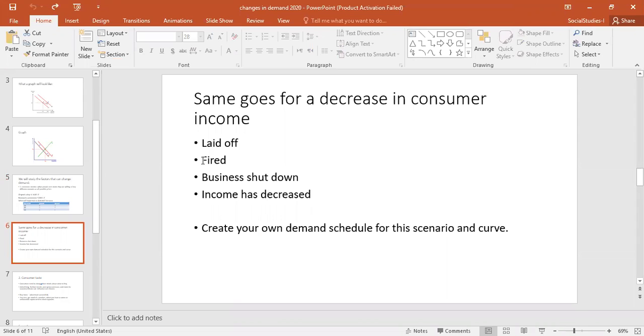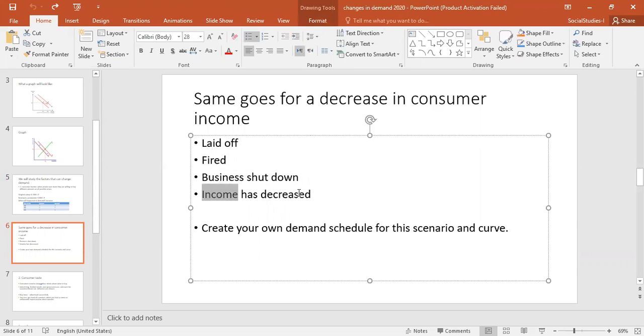You're getting laid off. You're a person that's getting fired, for example. A business is shutting down. Sometimes that happens a lot in the world of business. Sometimes businesses go out of business for any reason, or not only do they go out of business, they could be relocating. That means moving from one country to another country, and you cannot make that move, so you end up losing your job. So all these have caused your income to basically decrease.